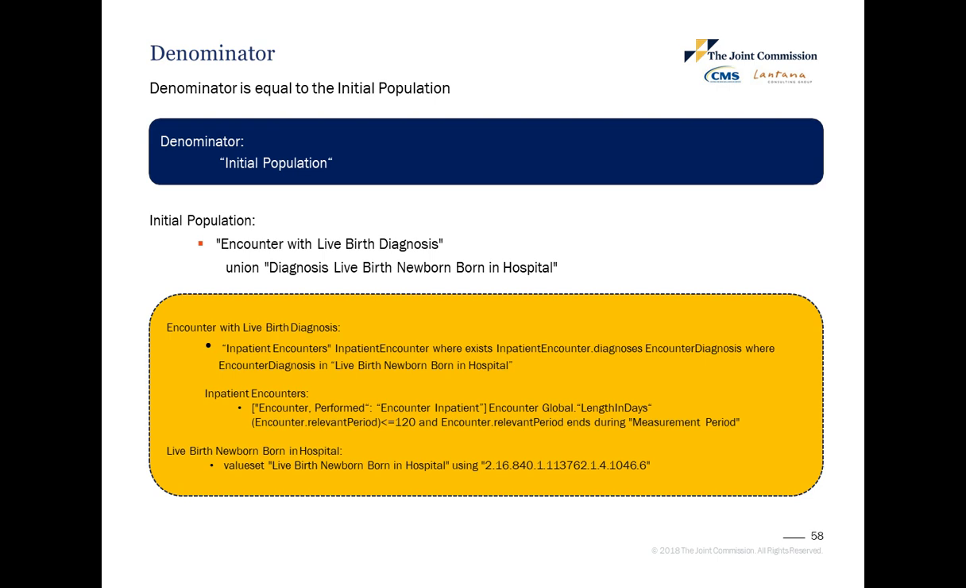So on slide 58, we effectively carry all the definitions used to build the initial population into the denominator. As you can see in the gold-colored box, the definition statements we just discussed for the initial population are reused here in the denominator. Those are encounter with live birth diagnosis, inpatient encounters, and again, I see here that I inadvertently put in the value set rather than the diagnosis live birth newborn born in hospital definition statement that we just discussed.